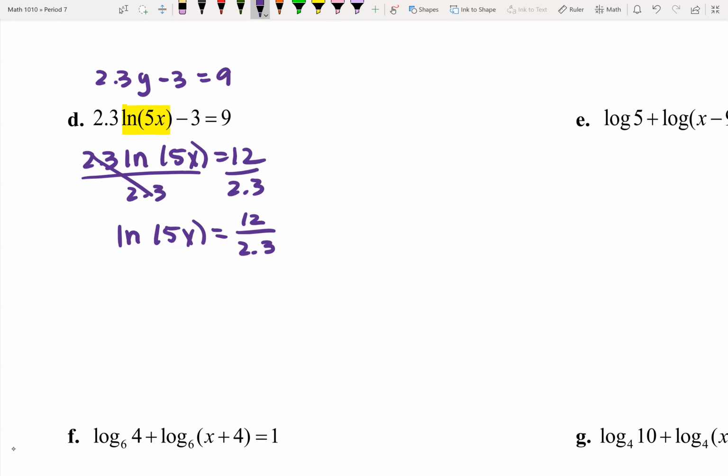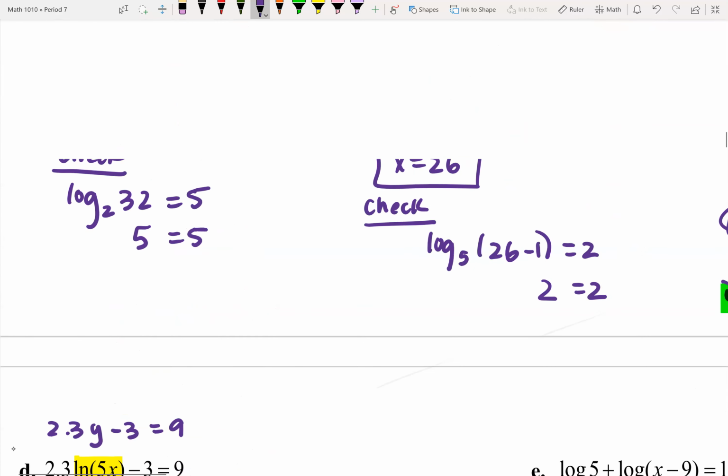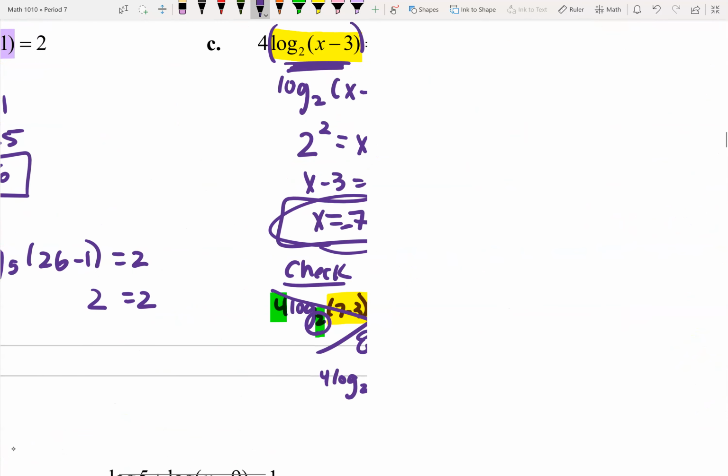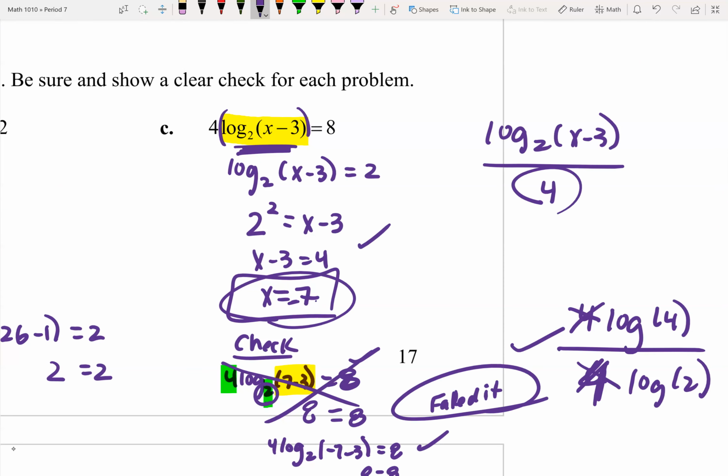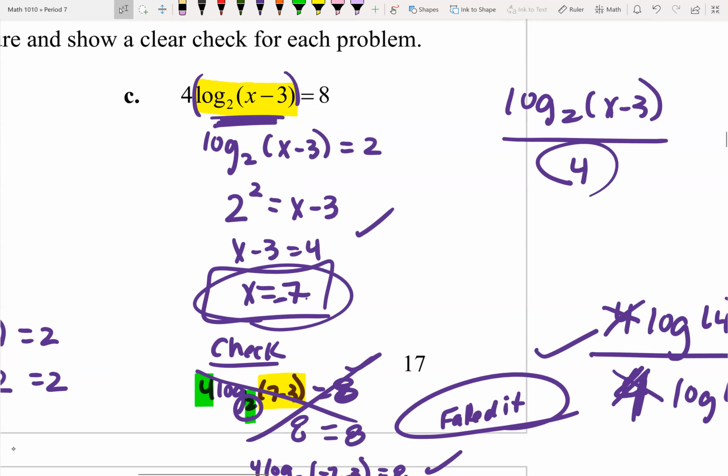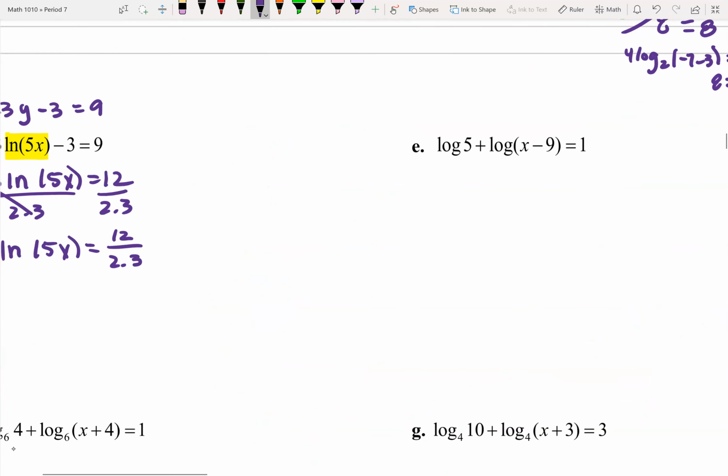Yes. So on this one, you divided by the 2.3. On C, did you divide by 4 too? Because on C there was a 4 in front of the log 2. So do you divide by the 4 up there? Because you divide by the 2.3 in front of it. Yes. I divided by 4 because 8 divided by 4 was 2. So yes. Okay. You okay? That's all right.